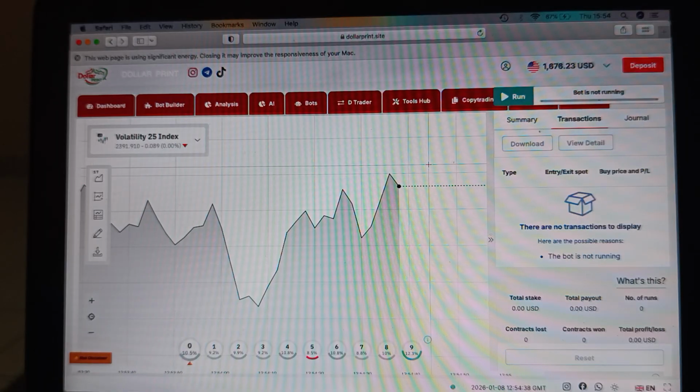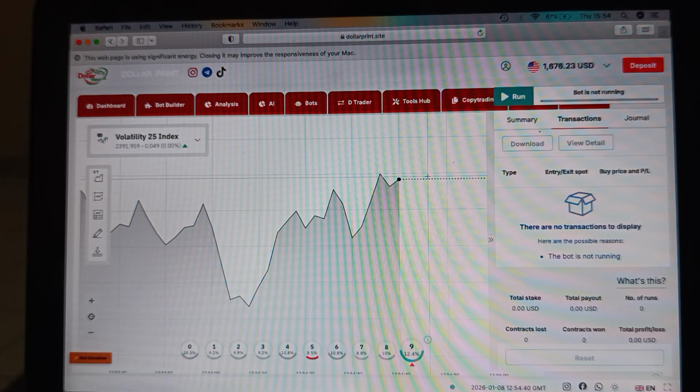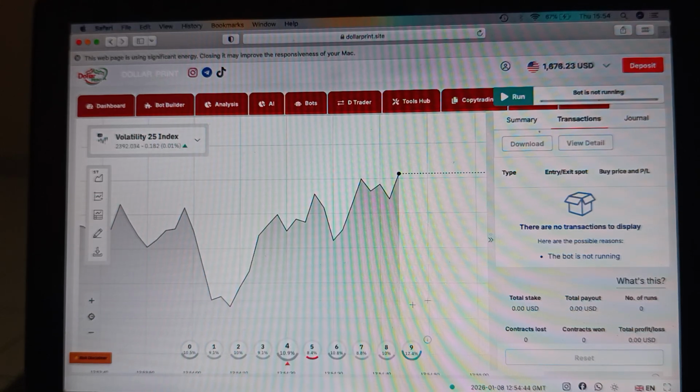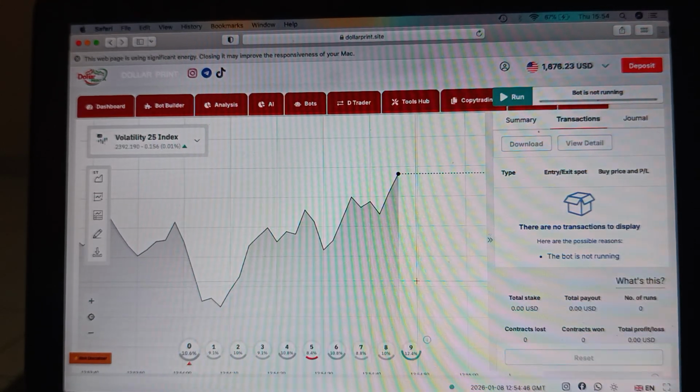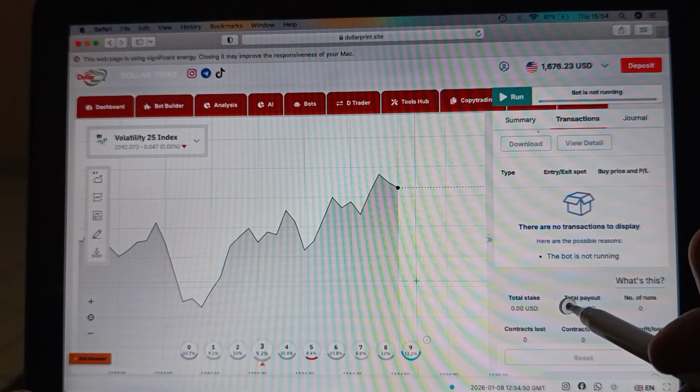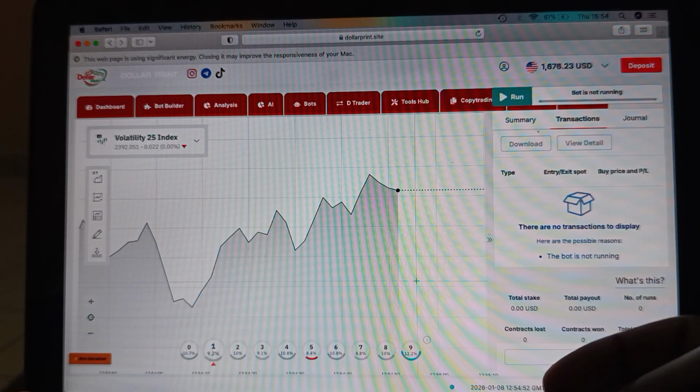So let's wait. Just need to wait. Once this cursor touches 8, digit 8, once it again gets to 10.1, we now are ready to enter the market.